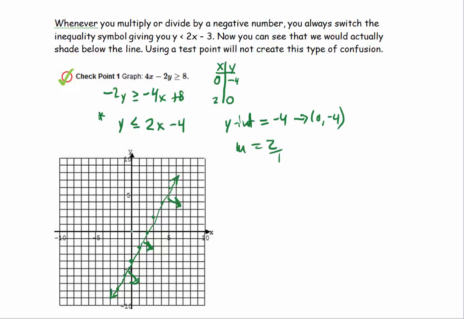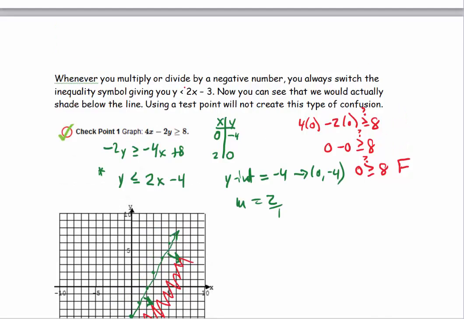The other way to do it is to pick a test point. If I pick the test point (0, 0), we can substitute it into our original inequality, and then we can check to see if that's correct or not. So here we'd have 0 minus 0 greater than or equal to 8. Is that a true statement or a false statement? Well, that's a false statement, so we would not shade the side with (0, 0). Instead, again, we would shade this other side. So there's the solution to my linear inequality 4x minus 2y is greater than or equal to 8.